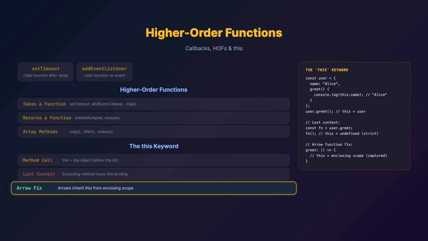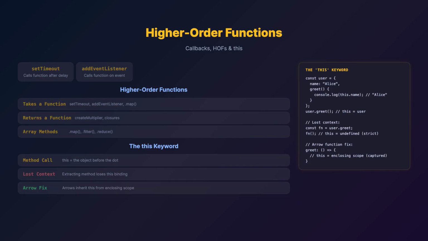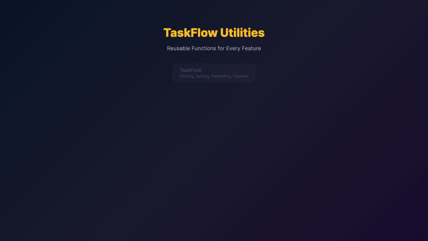Arrow functions don't have their own this. They inherit this from the enclosing scope. That's why arrow functions work perfectly as callbacks inside methods. This value is captured when the arrow function is created, not when it's called.